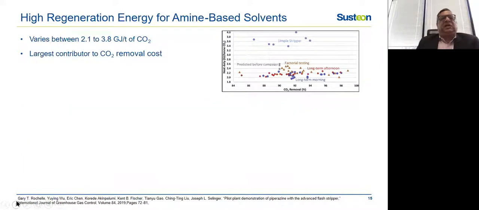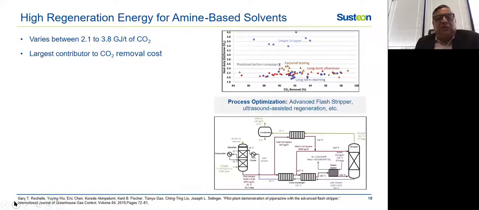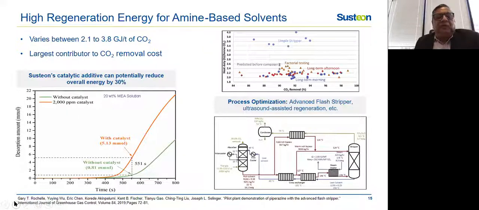And then the second part, which is a high regeneration energy for amine-based solvents, this varies between 2.1 to 3.8 gigajoules per ton of CO2. And this is the largest contributor of the CO2 removal cost. So there are a number of innovations which are happening. People are redesigning the flow sheet. We're using advanced flash strippers, more heat recovery, ultrasound-assisted regeneration to reduce this heat duty. We are basically looking at the catalytic additive, I just talked about it. We could speed up the regeneration rate and reduce the temperature. And you could see some of the initial data we got, we could reduce the overall heat duty by up to 30% in this case.